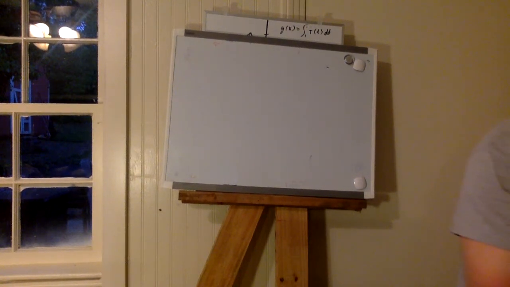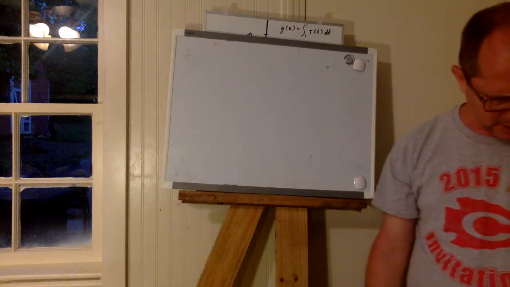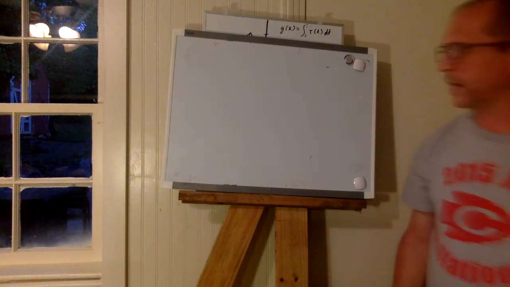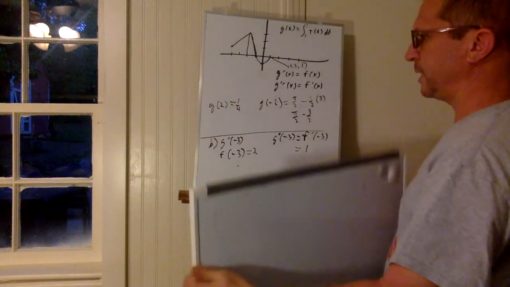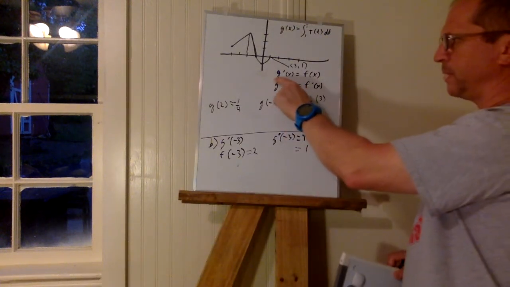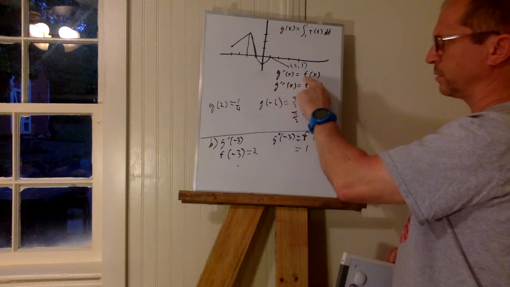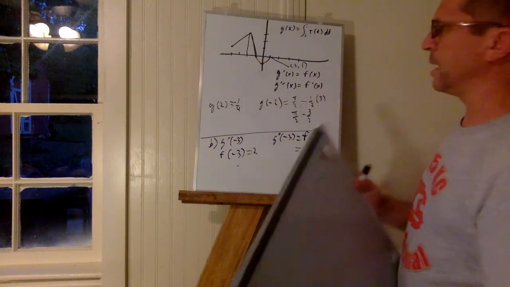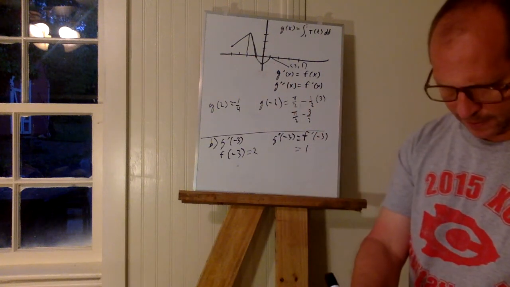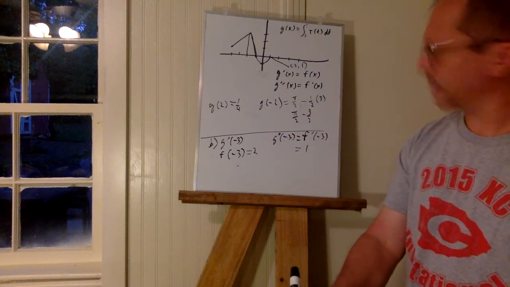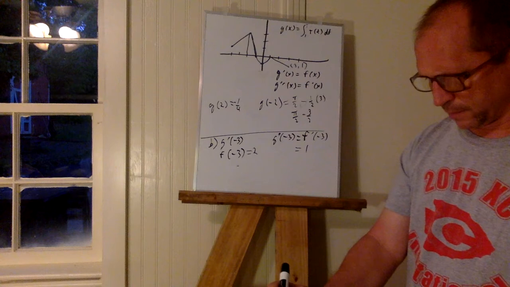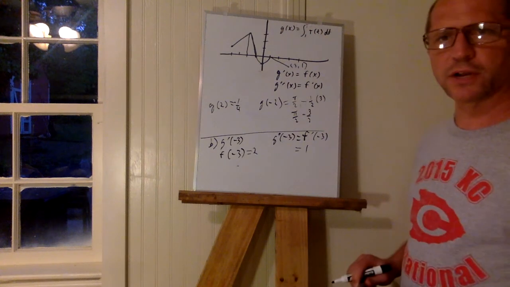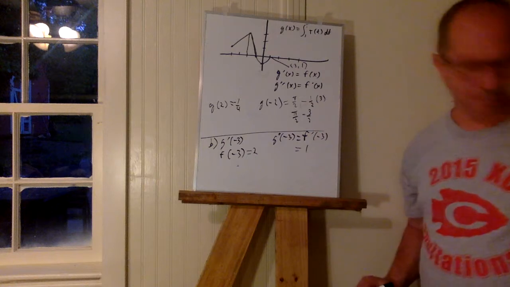Okay, C says that we need to find the x values of each point at which the graph of g has a horizontal tangent line. So what we want to know is where is g prime equal to 0? And where g prime is equal to 0 is where f of x is equal to 0. Now f of x is equal to 0 at negative 1 and at positive 1. Now let's talk about this. Does this mean necessarily that there's a horizontal tangent line?